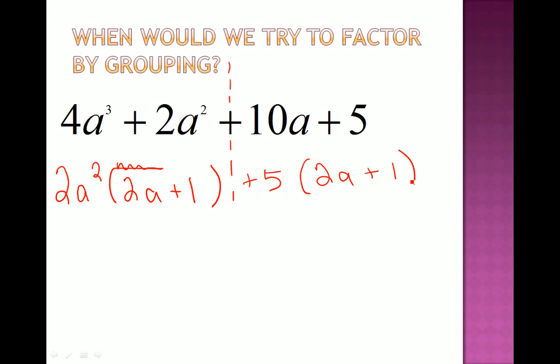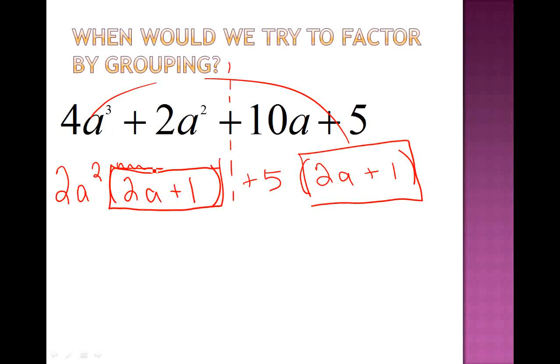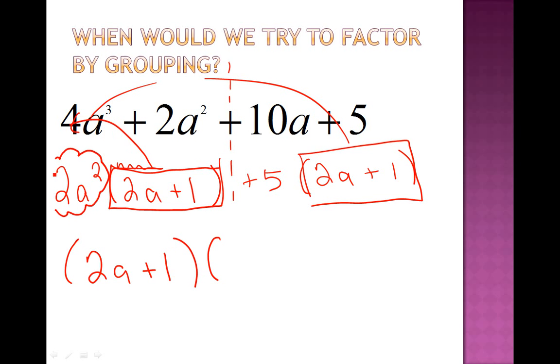And here's how grouping works. Because when we took out the GCF of each of those pieces, the term in the parentheses matches exactly, we can pull that out front. So now let's take 2a plus 1 out as though we were factoring out a GCF. What would we be left with if we took away the 2a plus 1? We'd be left with 2a squared plus 5.